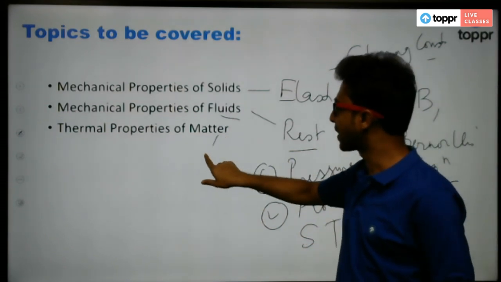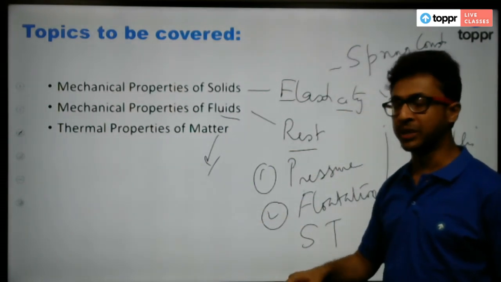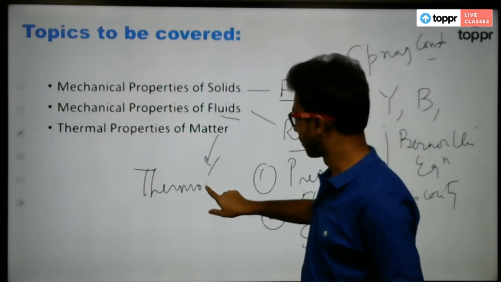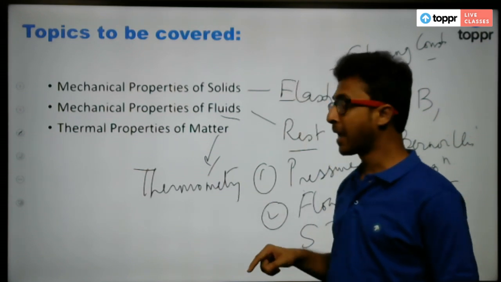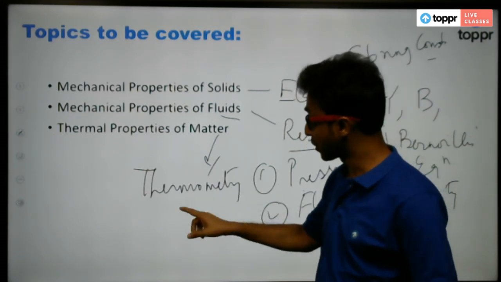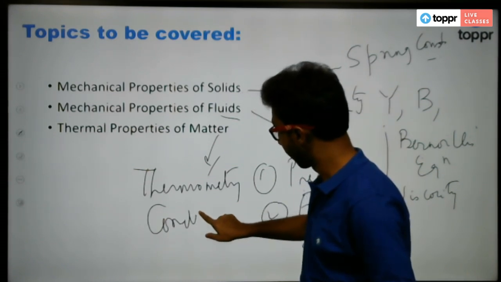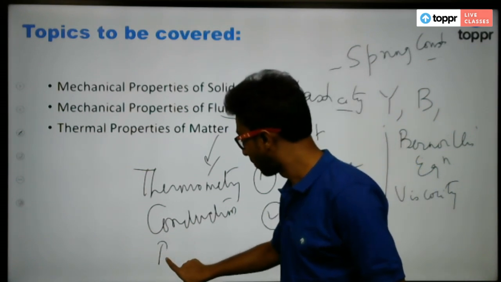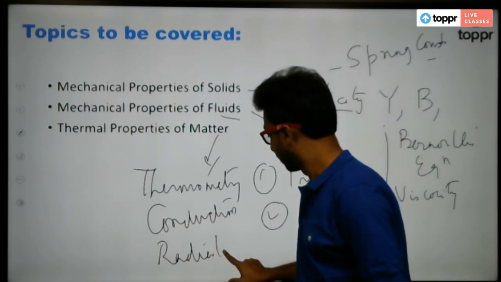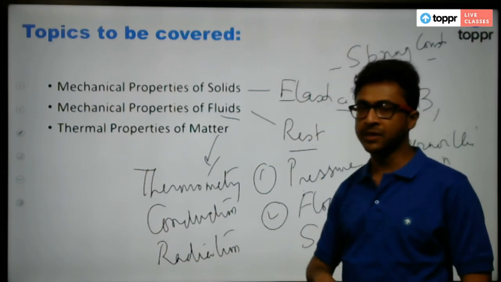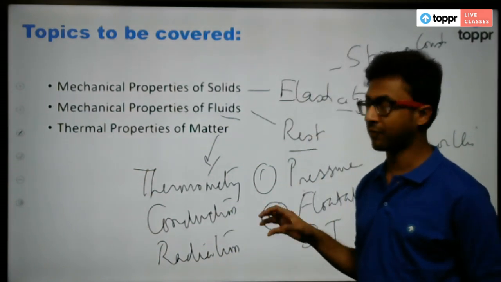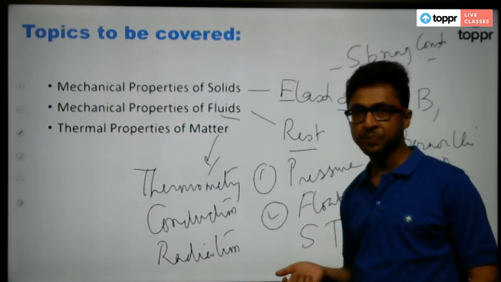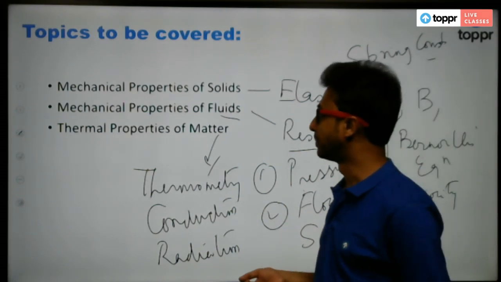And thermal properties of matter. Basically, we deal with thermometry, then conduction through solids, then radiation and convection. Those are mostly more theoretical; we don't have many mathematical problems, right? So this is the overview of the problems we'll be dealing with today. Let's start with our first problem.